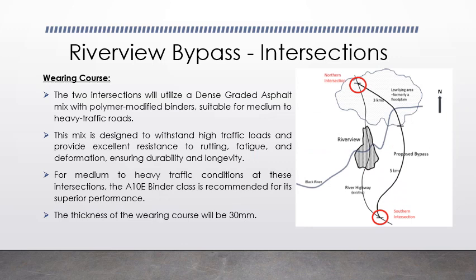Wearing course for the intersection. The two intersections will utilize a dense graded asphalt mix with polymer modified binder suitable for medium to heavy traffic loads. This mix is designed to withstand high traffic loads and provide excellent resistance to rutting, fatigue, and deformation, ensuring durability and longevity. For medium to heavy traffic condition at this intersection, the A10E binder class is recommended for its superior performance. The thickness of the wearing course will be 30 mm.